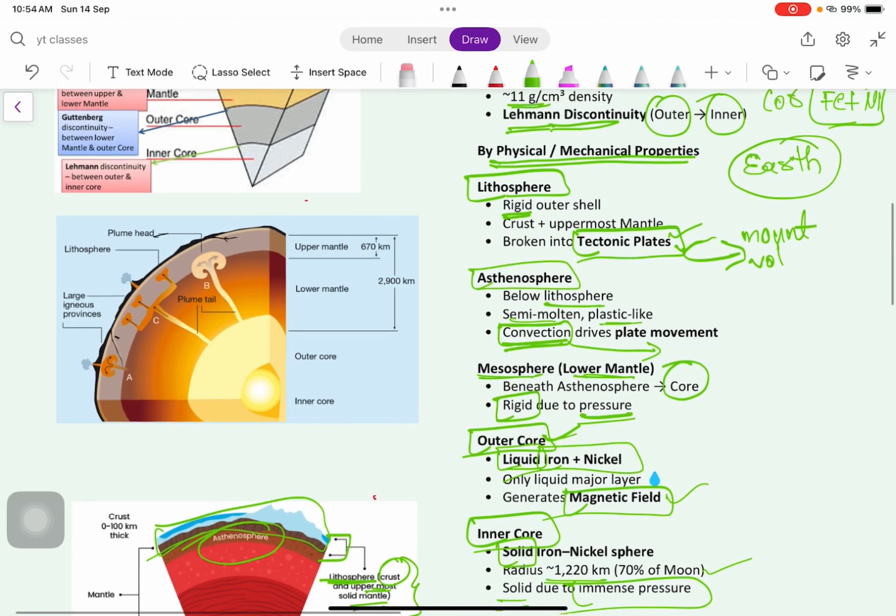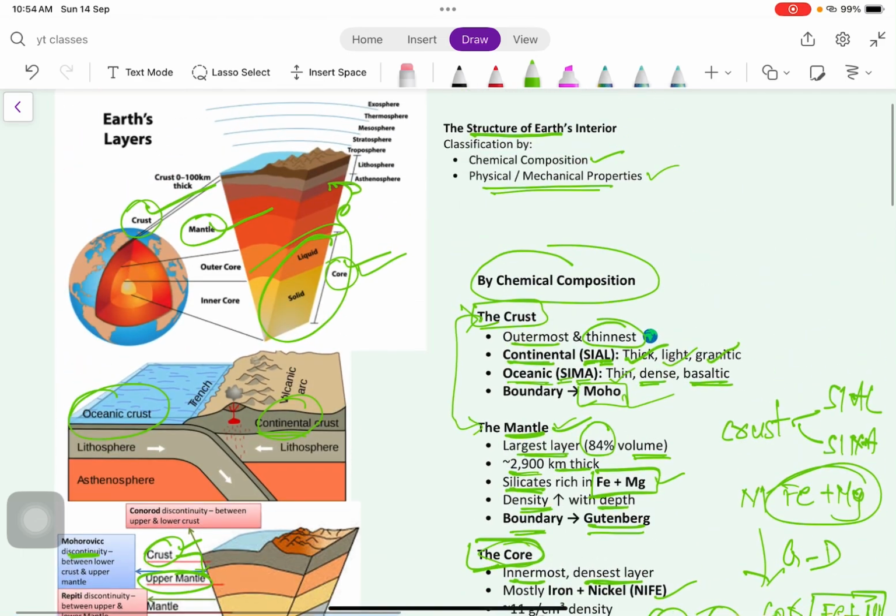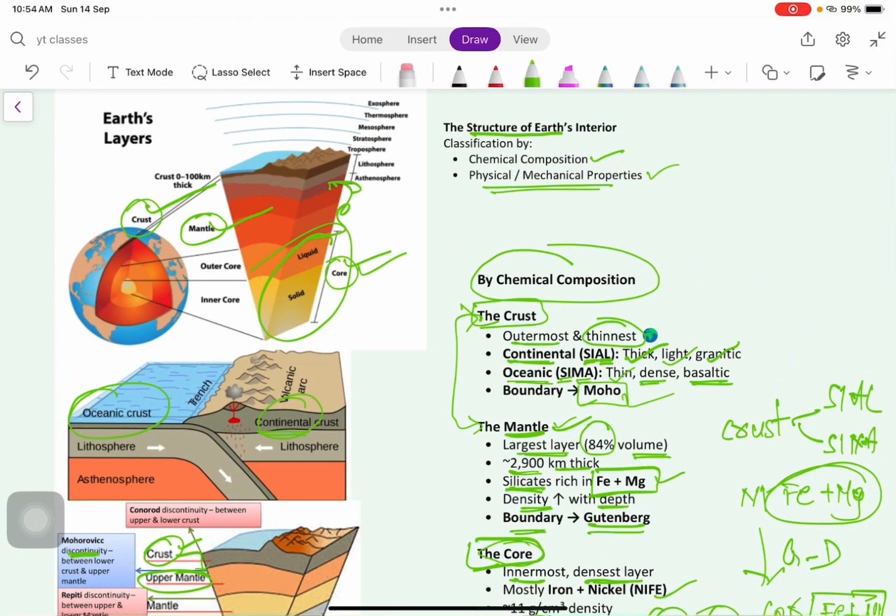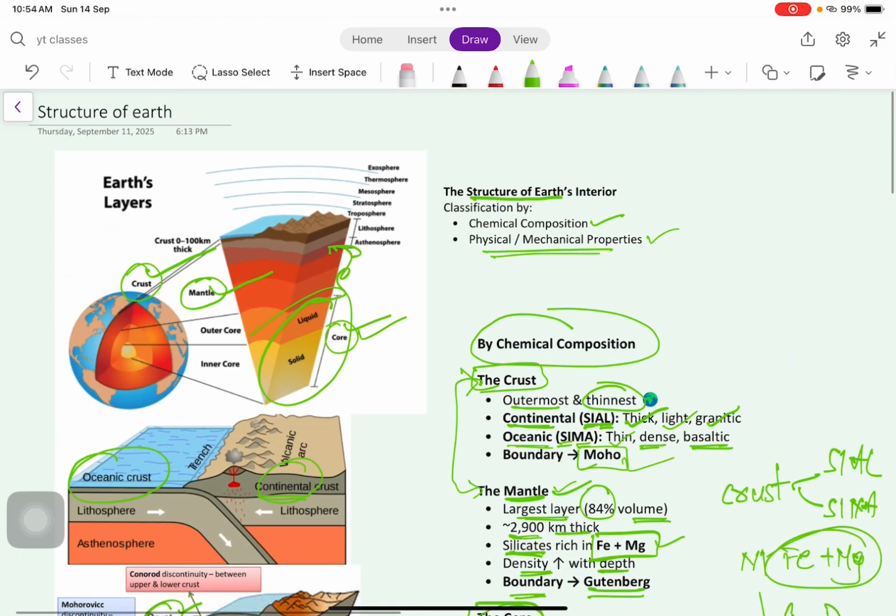So this is about the structure of the earth, how it is divided into different layers based on the chemical composition and the physical and mechanical properties.